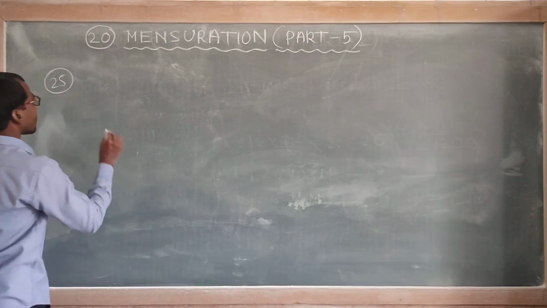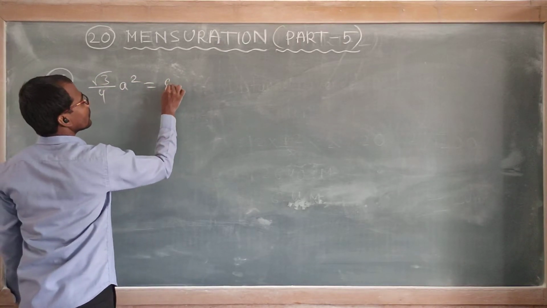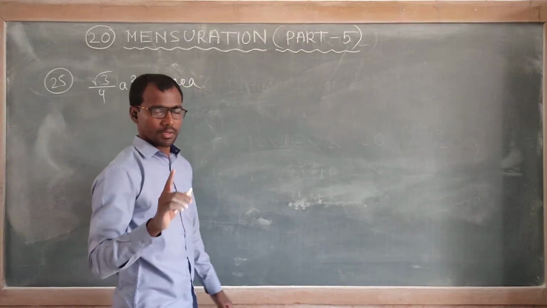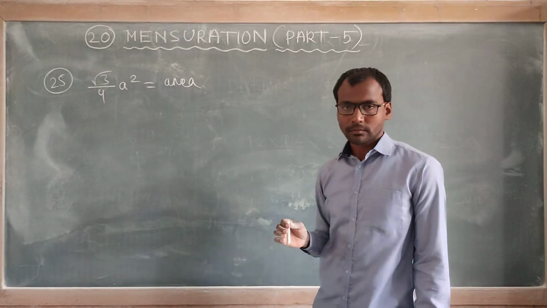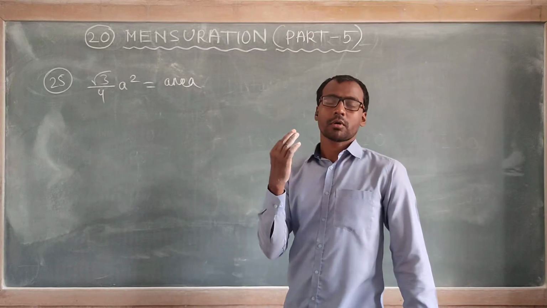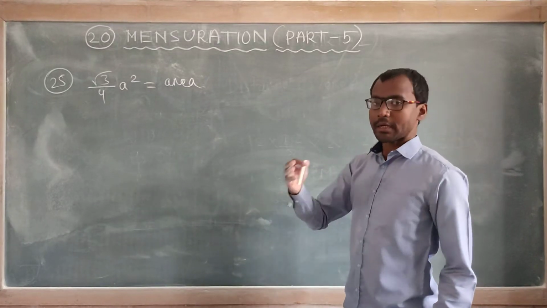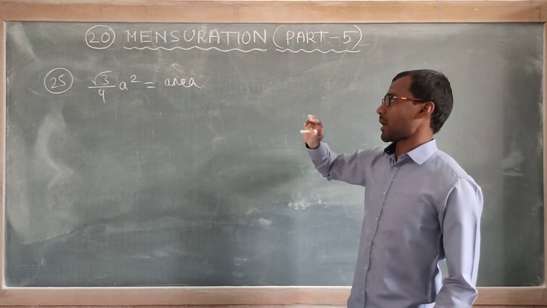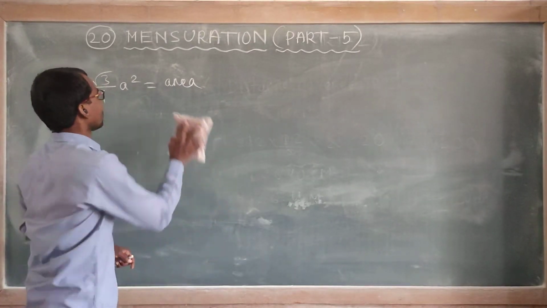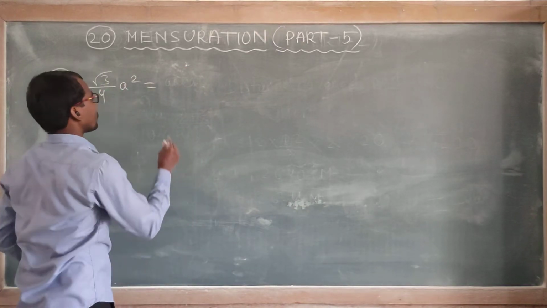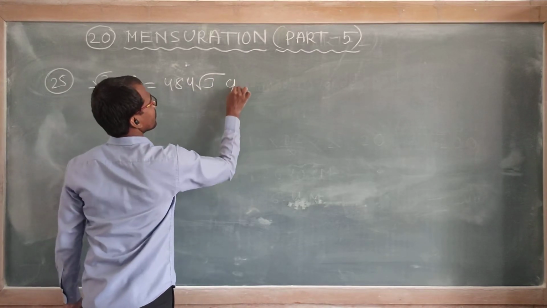Now area of an equilateral triangle is root 3 by 4 a square. This I had given in triangles. Triangles means mensuration part 1 and 2. I had given triangles, formula for isosceles triangle, scalene triangle, Heron's formula, equilateral triangle, right triangle also. So this is the formula for equilateral triangle. Root 3 by 4 a square is equal to area. Now what is the area? It is given 484 root 3 square cm.